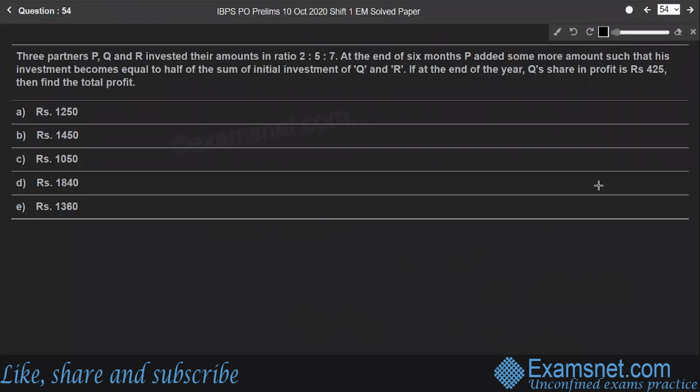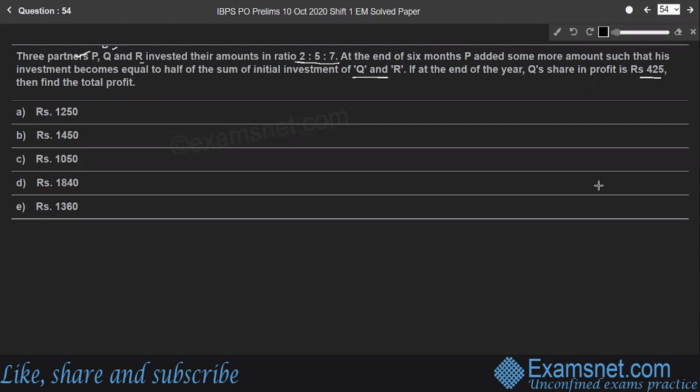Question 54. Three partners P, Q and R invested their amounts in the ratio 2 is to 5 is to 7. At the end of 6 months, P added some more amount such that his investment becomes equal to half of the sum of the initial investment of Q and R. If at the end of the year, Q's share in profit is 425 rupees, then find the total profit.